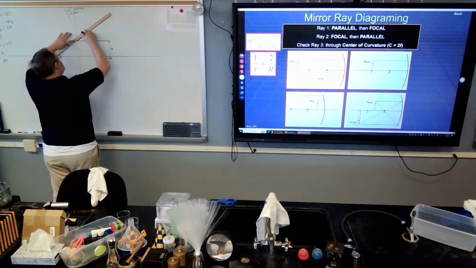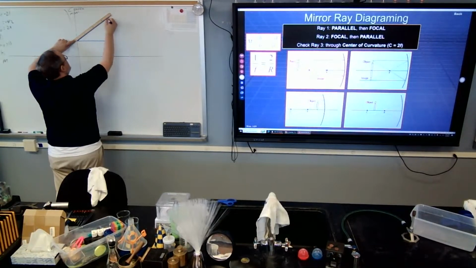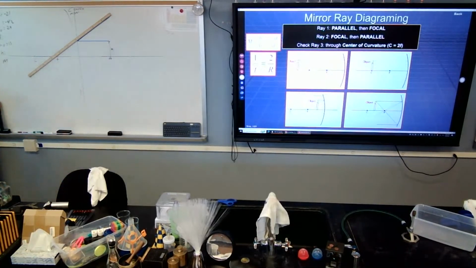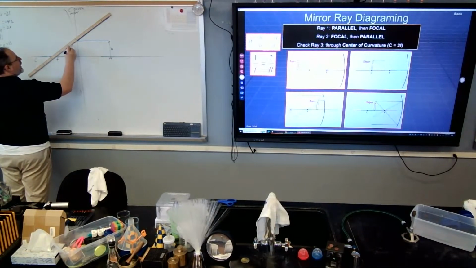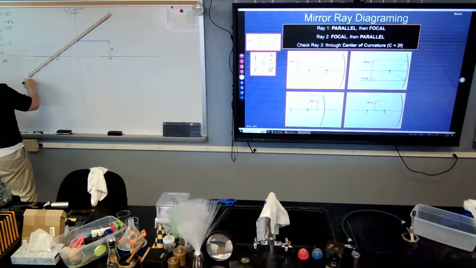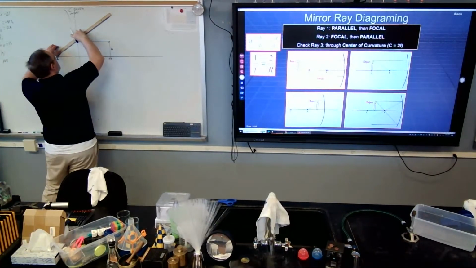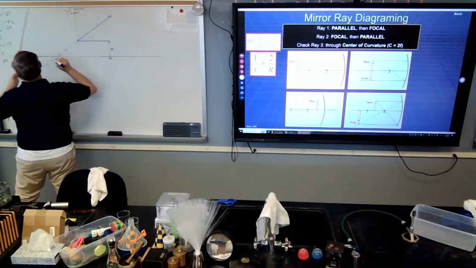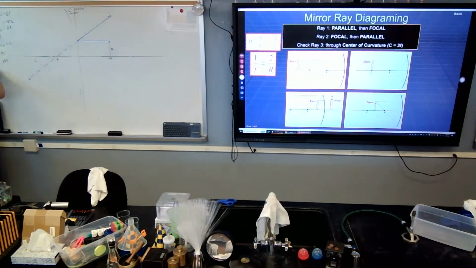Okay. Did you remember that rays bounce off a mirror? The ray that goes back to the focal distance goes back virtual. Do you see what I did? Parallel.